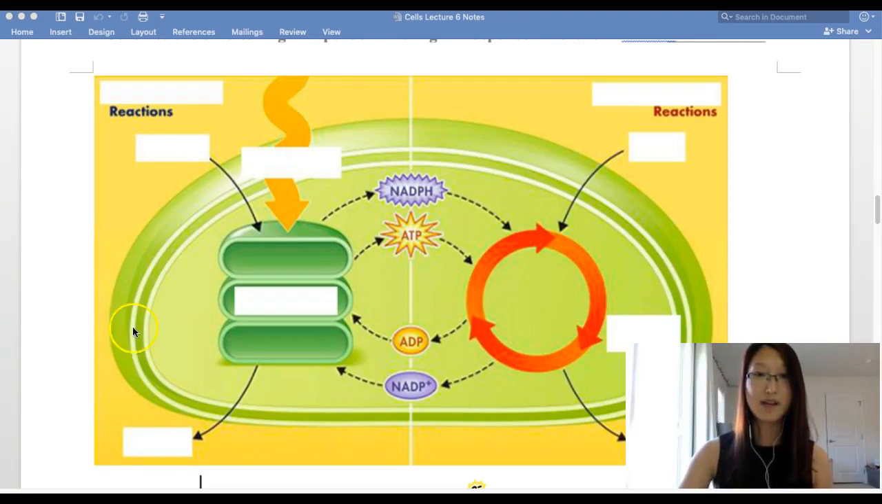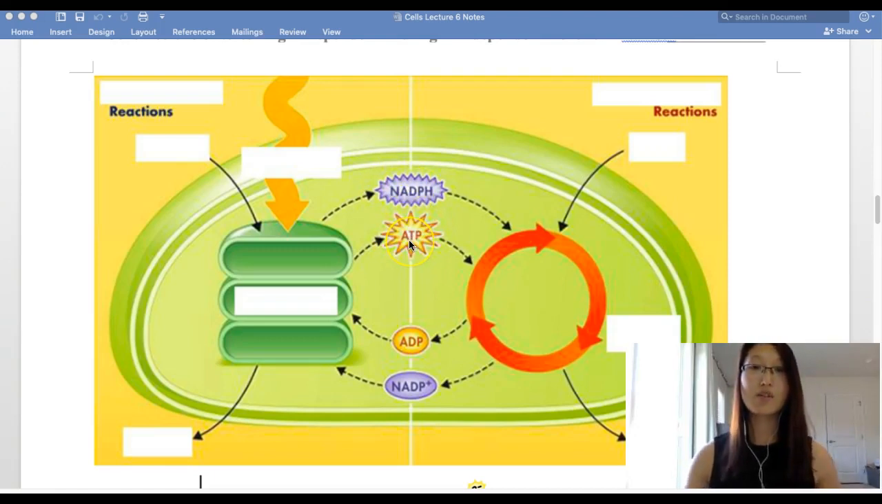So on the left side right here, you should be able to fill out that this is the light-dependent reaction because light is coming in, so you can fill in light right here. And water is coming in and oxygen is coming out. This entire process of light-dependent reaction happens in the thylakoid, so this right here should be thylakoid. And then the light-dependent reaction also produces ATP and NADPH.